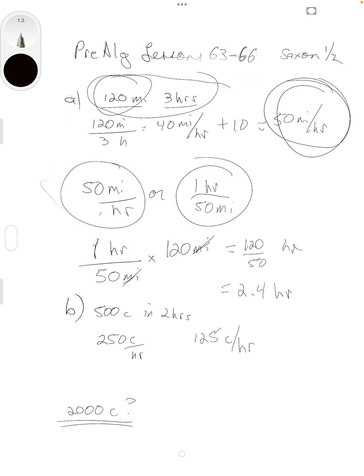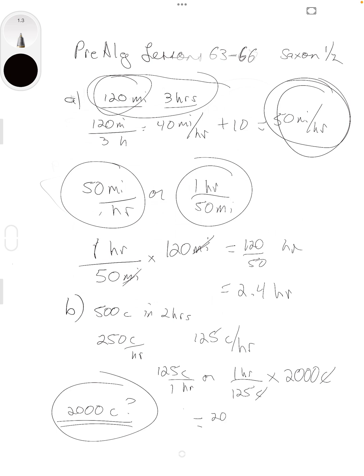Well, so she can do 125 cucumbers per hour, or I can say 1 hour is 125 cucumbers. So I'm going to multiply one of those times this number, and I'm going to use this one: 1 hour over 125 cucumbers times 2,000 cucumbers. Notice the cucumbers will cancel, and so I end up with 2,000 over 125.